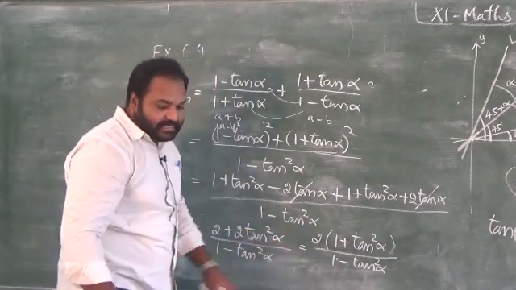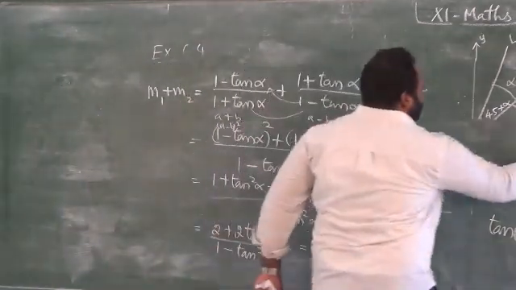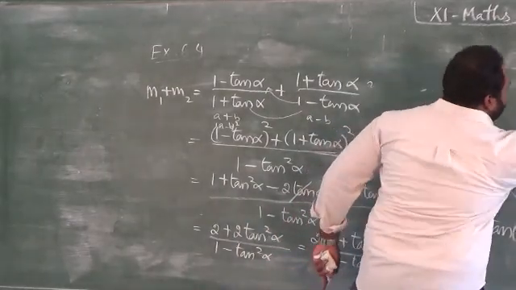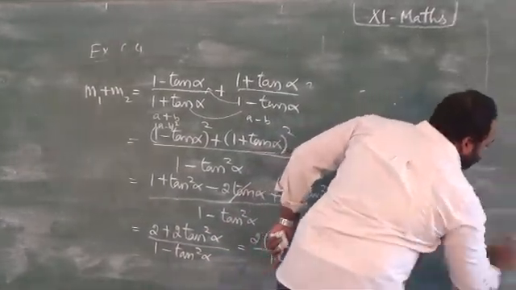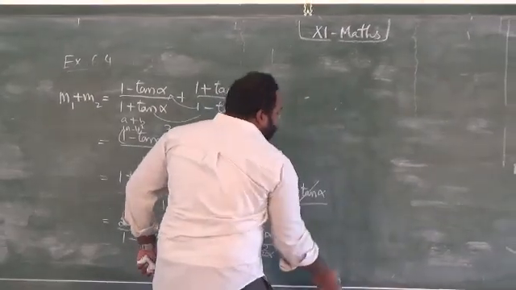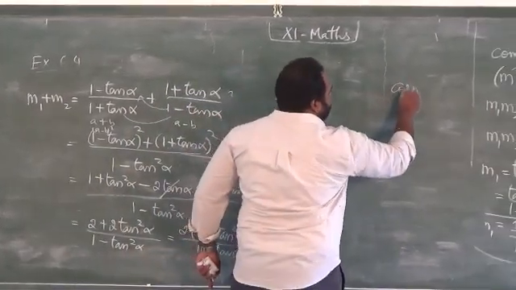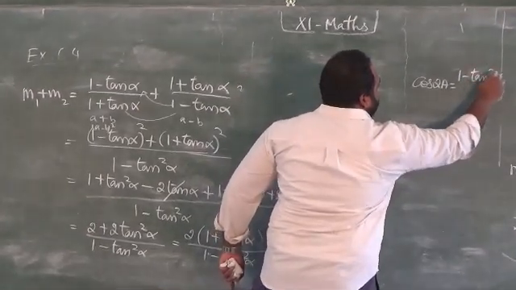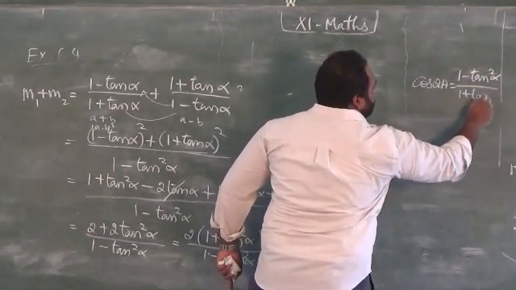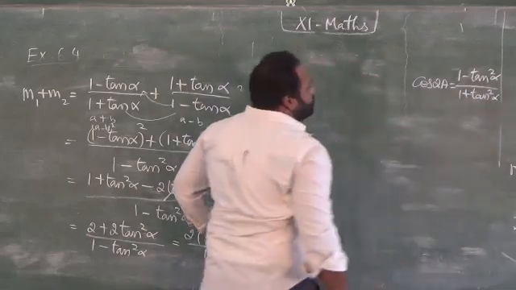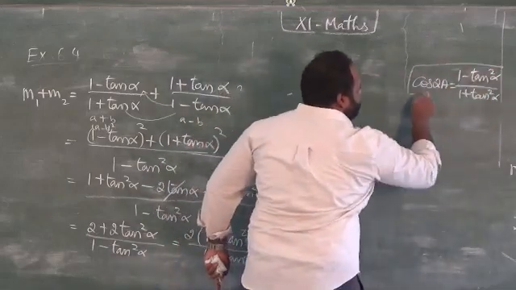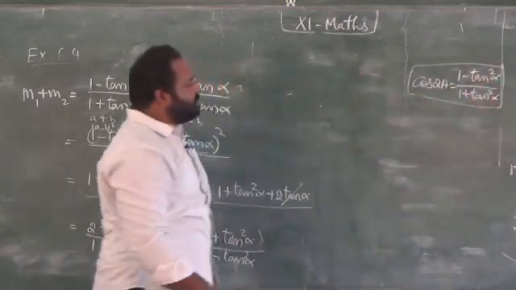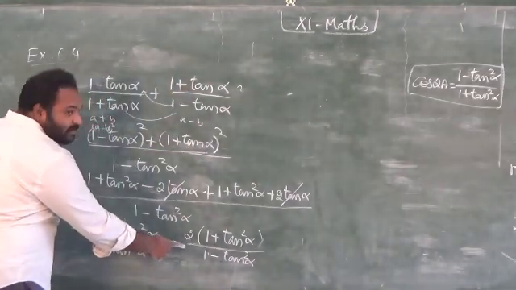Still we have a simplification here. I am going to use trigonometric identities to simplify the M1 plus M2 value. We know that cos 2 alpha equals (1 minus tan square alpha) by (1 plus tan square alpha). So this is the identity we know. Using this identity, I am going to simplify the M1 plus M2 value.